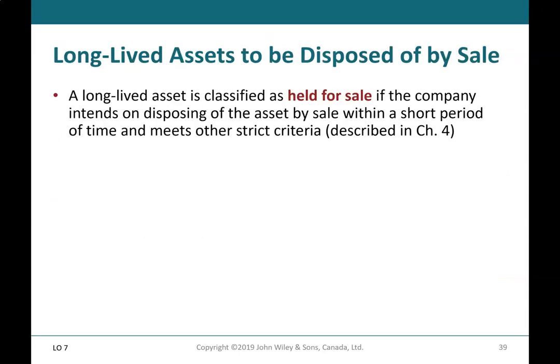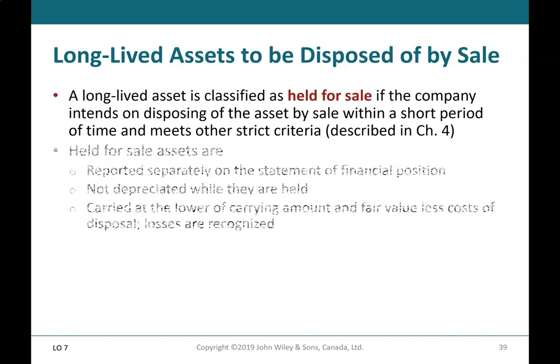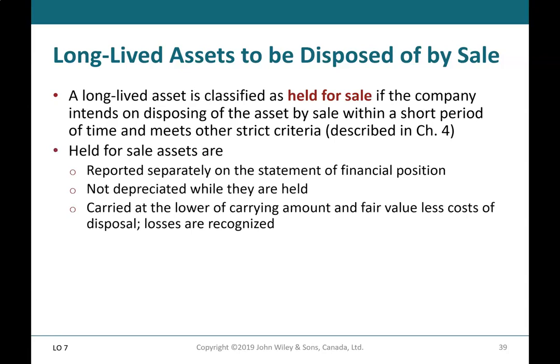Long-lived assets to be disposed of by sale. A long-lived asset is classified as held for sale if the company intends on disposing of the asset by sale within a short period of time and meets other strict criteria described in Chapter 4. Held for sale assets are reported separately on the Statement of Financial Position, not depreciated while they are held, and carried at the lower of carrying amount and fair value less cost of disposal. Losses are recognized.